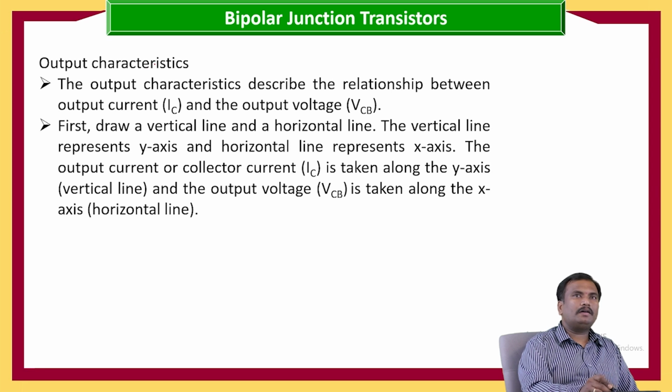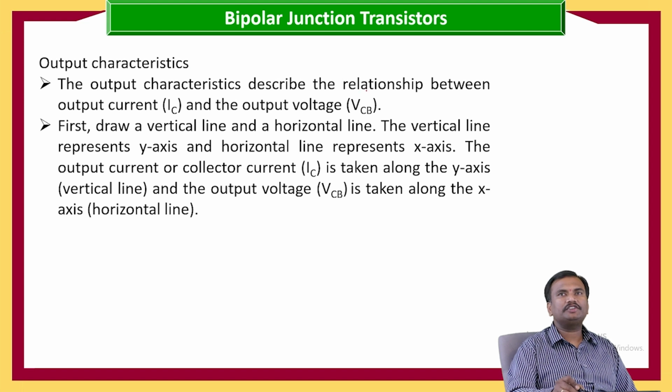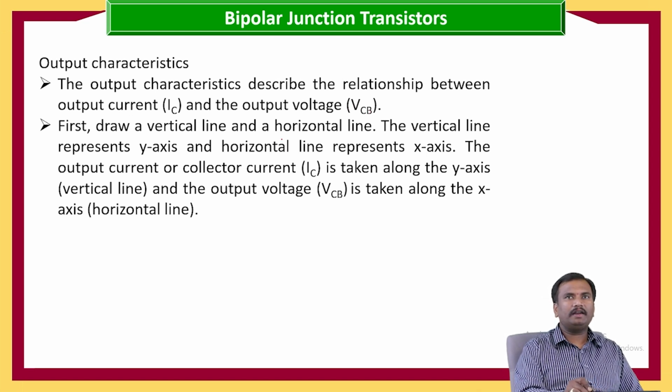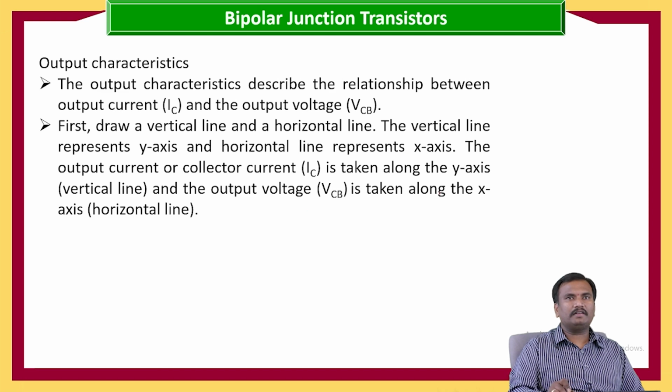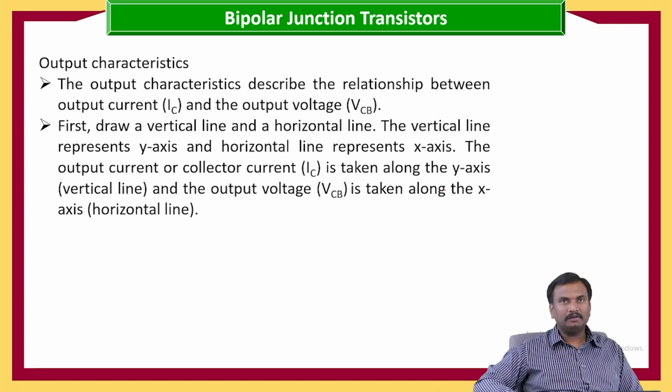Now we will go with the output characteristics. The output characteristics describe the relationship between the output current and the output voltage, that is IC versus VCB. First draw a vertical line and a horizontal line. The vertical line represents the y-axis and the horizontal line represents the x-axis. The output current or collector current is taken along the y-axis and the output voltage is taken along the x-axis.